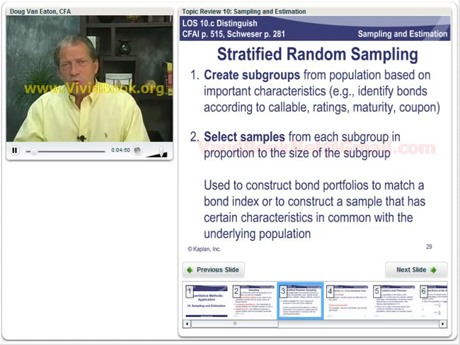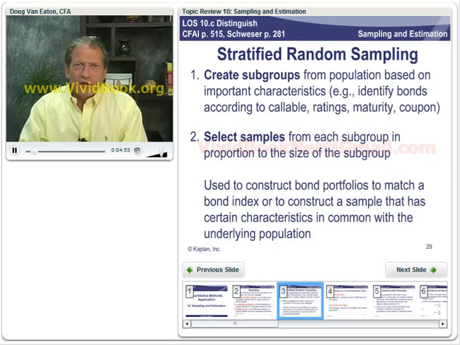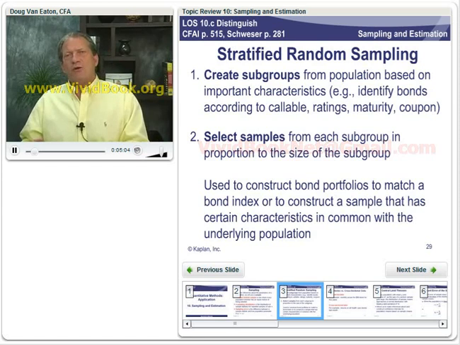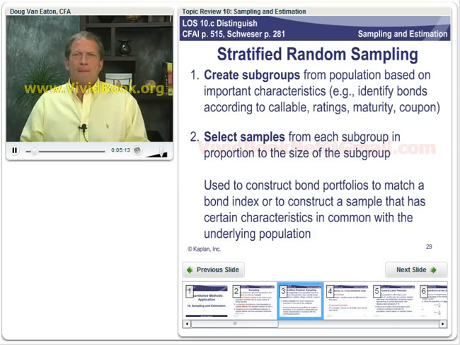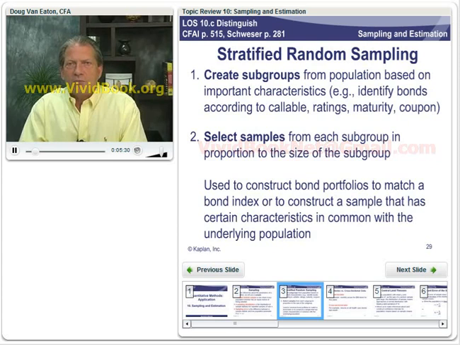Now, what do we get out of this? Well, what we get out of this is when we put our portfolio together of our randomly selected bonds from each subgroup, our portfolio is going to match the index in these important characteristics. It will have the same weight in callable bonds, the same weight in triple A's versus triple B's, the same mix of long, medium-term, and short-term maturities, the same mix of coupon bonds and zero coupon bonds.